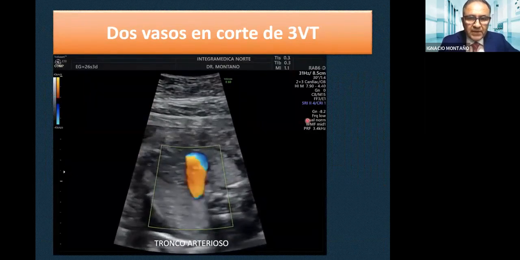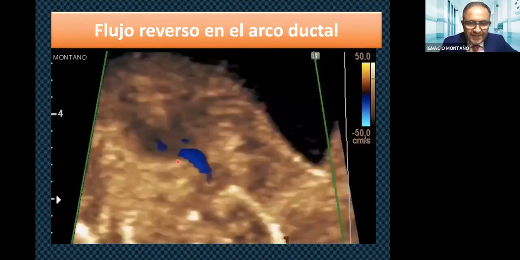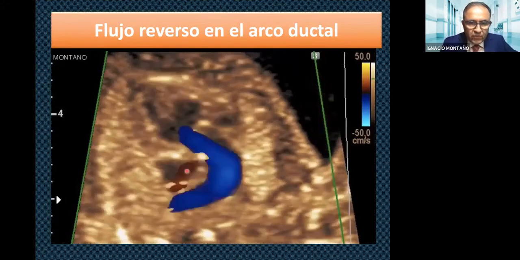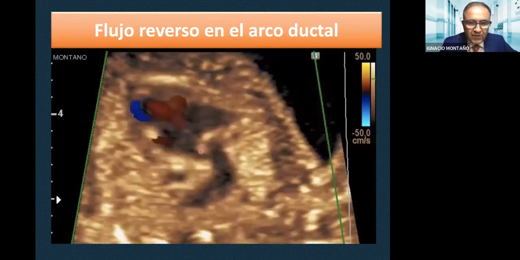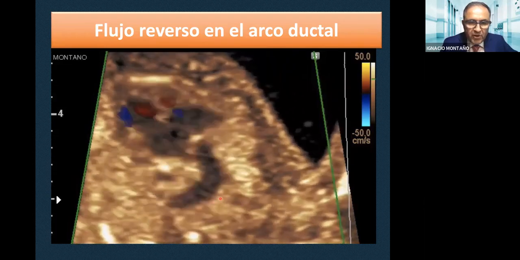Arterial trunk, two vessels in the three-vessel trachea view. We see reverse flow in the ductal arch: there is retrograde flow in the ductal arch and antegrade flow in the aortic arch. This is a right-sided ductus-dependent congenital heart disease, a complex tetralogy of Fallot of the pulmonary atresia type.